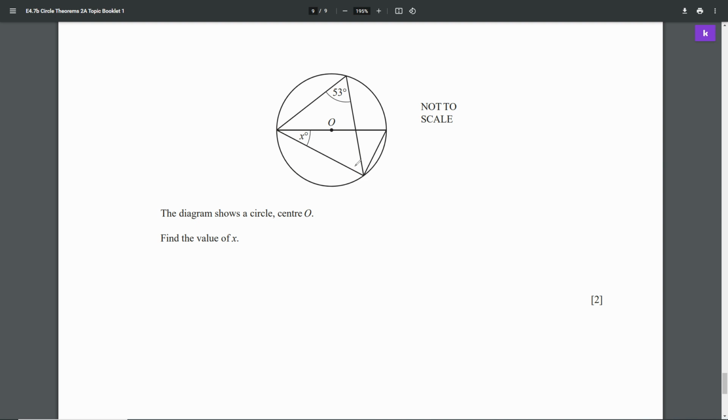So this angle is equal to 90 degrees, and this angle is equal to 53 degrees. So the value of x is going to be, if I take 180 degrees minus 90 degrees minus 53 degrees, that'll equal x, because of angles in a triangle, which is equal to 180 degrees. So x will become 37 degrees. 90 minus 53 is 37 degrees. So x equals 37 degrees.